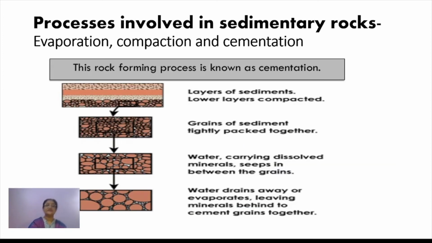Now the processes involved in sedimentary rock formation are altogether called lithification. What is lithification? I told you in the beginning that lith means rock. Lithification means the process of formation of rock, and here we are talking of sedimentary rocks. So the entire process of formation of rock from a sediment comes under lithification. What are the different processes in lithification? Number one is evaporation, then compaction and cementation.